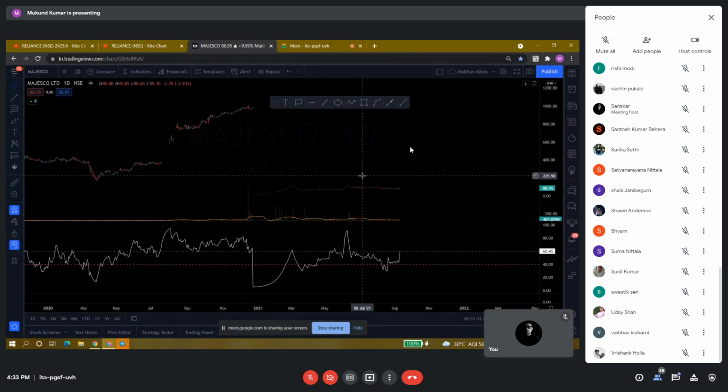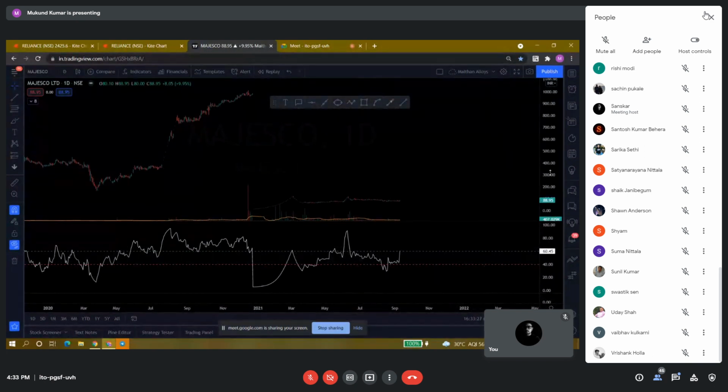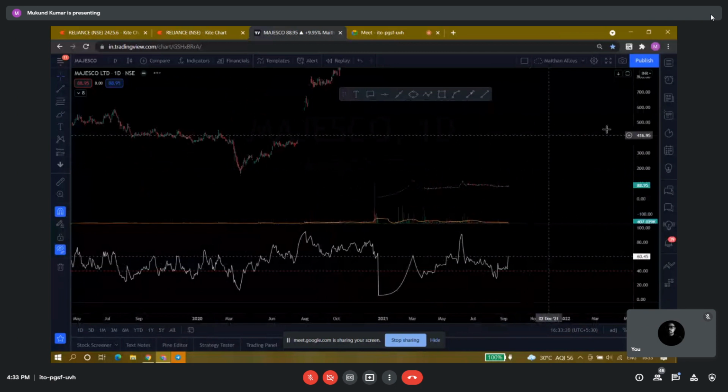If the chart is updated accordingly, there is no problem. Obviously, you can follow it. But if the chart is not updated, as in this case, you cannot infer anything from this RSI level. You will have to wait around one or two months for a healthy chart structure to form, and then you can take a fresh decision.